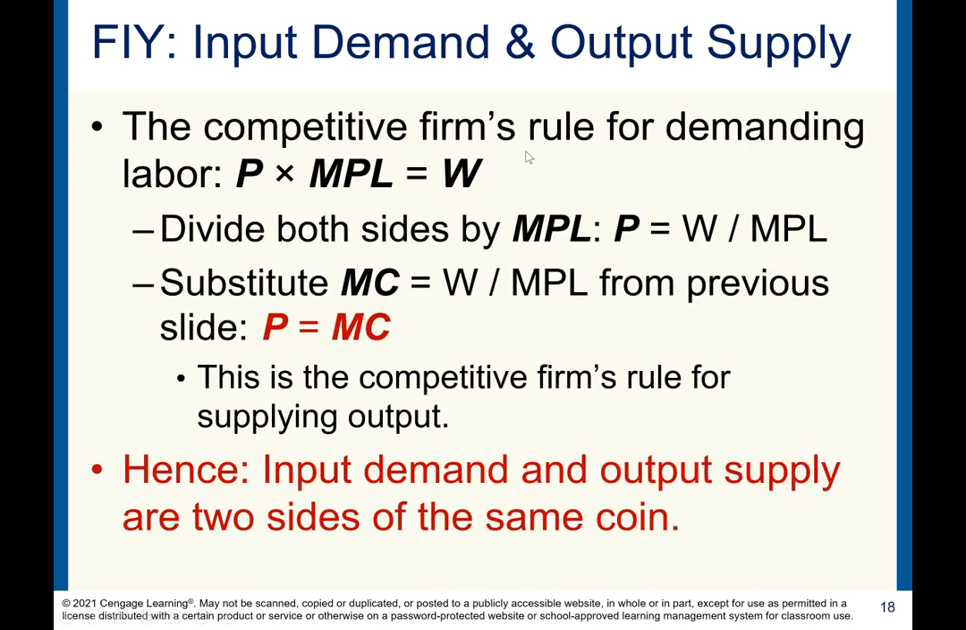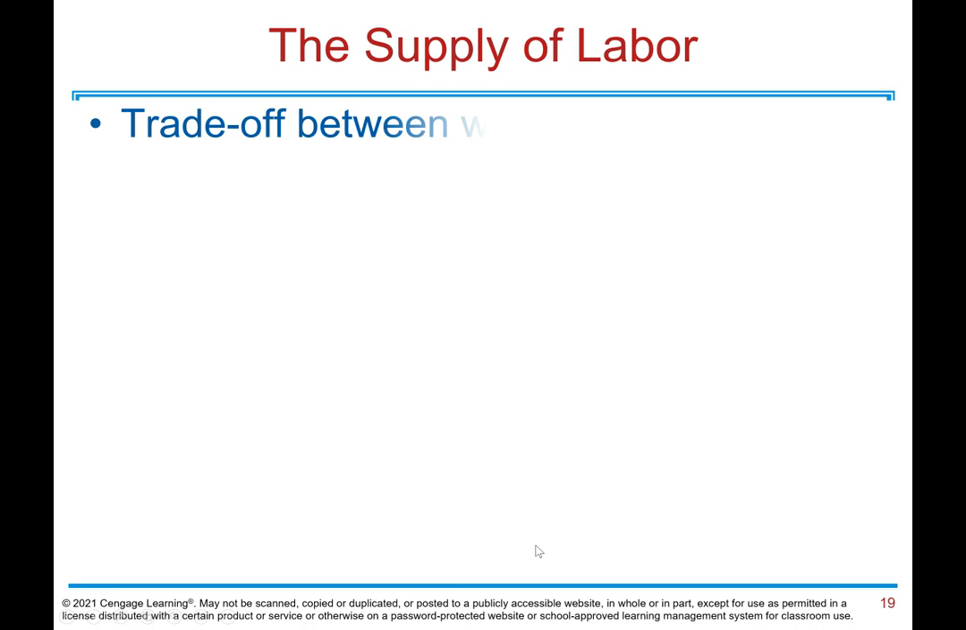The competitive firm's rule for demanding labor: P times MPL is equal to W. Divide both sides by MPL, and that would be P equals W over MPL. Substitute MC equals W over MPL from the previous slide, where P equals MC. This is the competitive firm's rule for supplying output. Hence, input demand and output supply are two sides of the same coin.